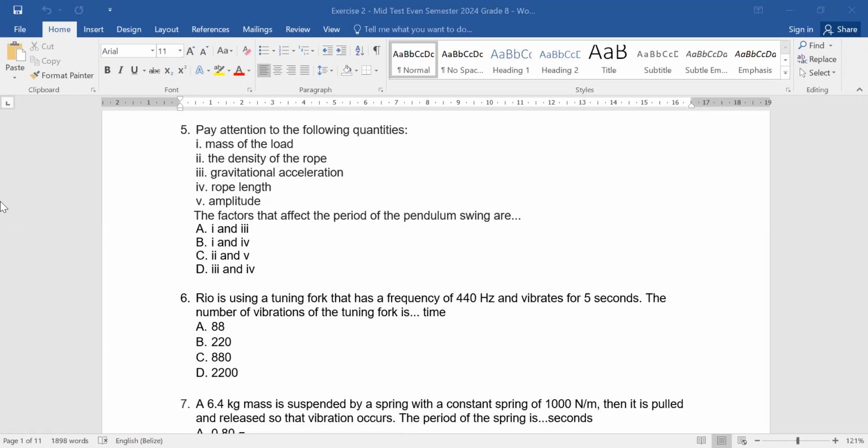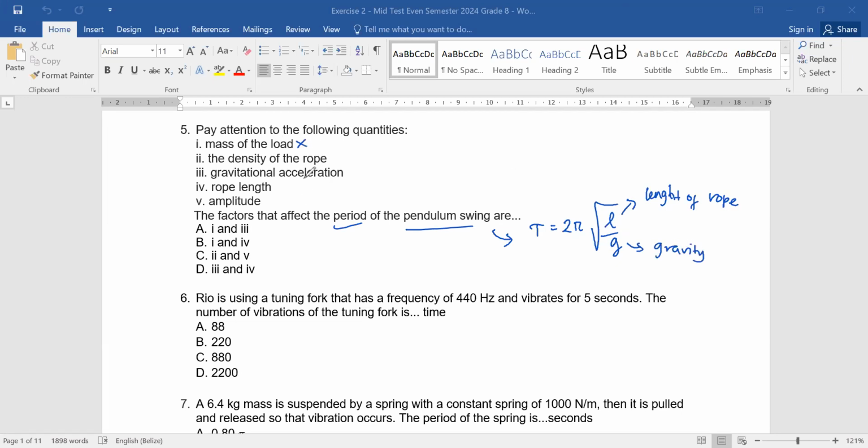Okay, question number 5. For question number 5, you are given several quantities here, and you need to find out what the factors are that influence the period of a pendulum swing. Remember that in the pendulum swing, the period is 2 pi square root of L over g. L is the length of the rope, and g is gravity, right?